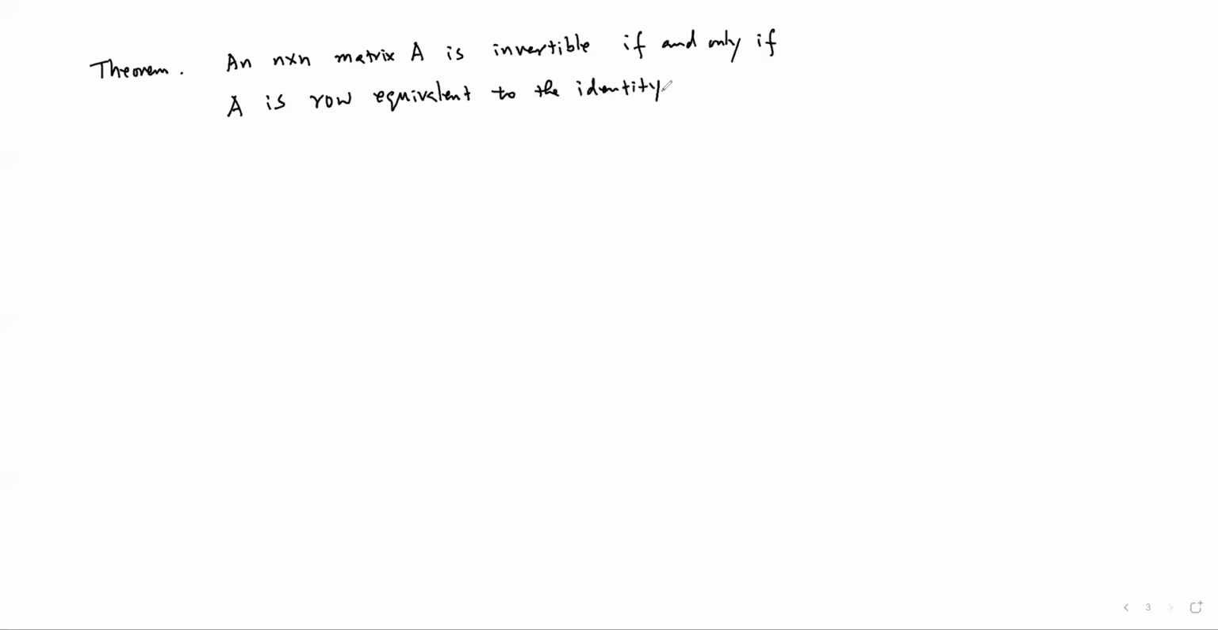An n by n matrix A is invertible if and only if A is row equivalent to the identity matrix.